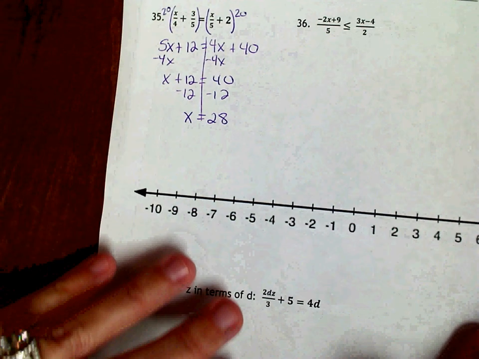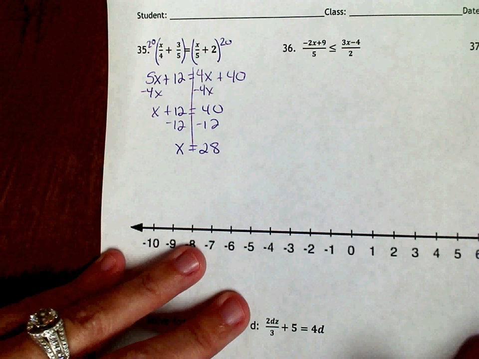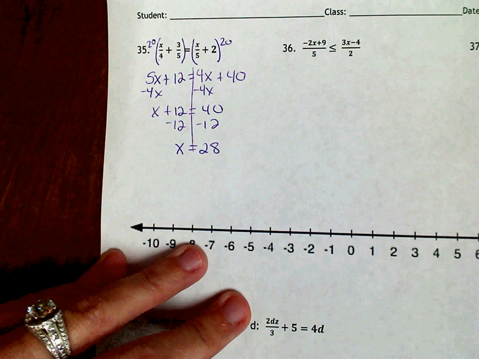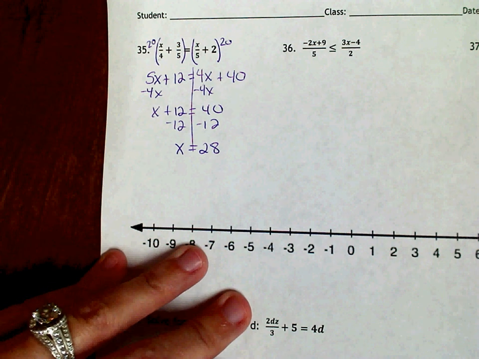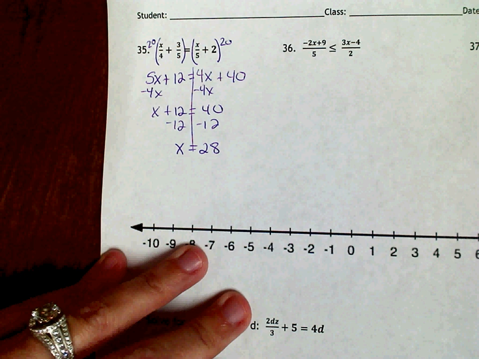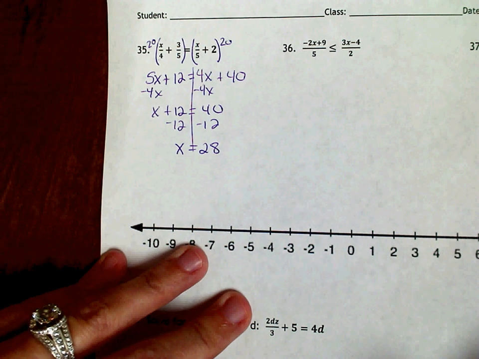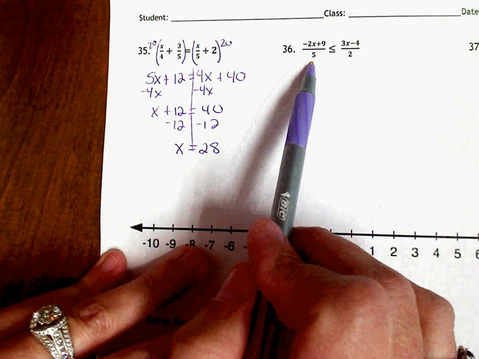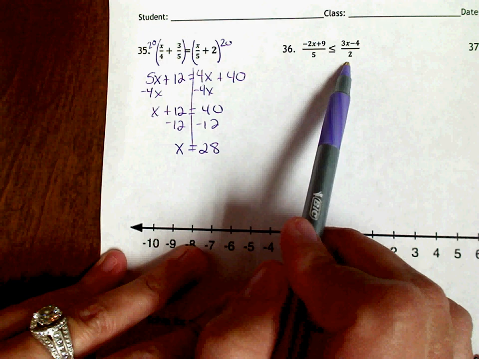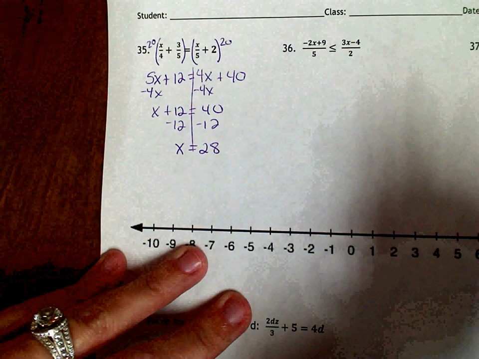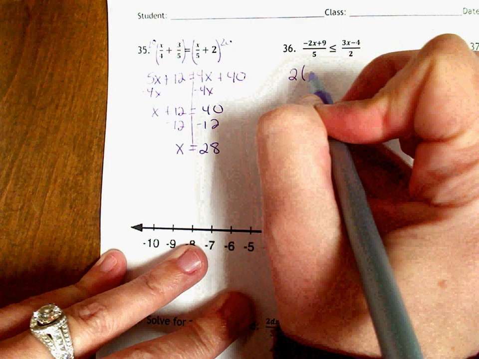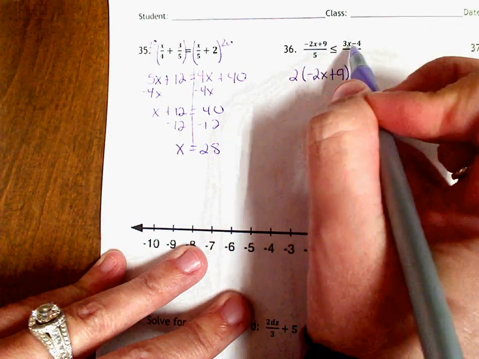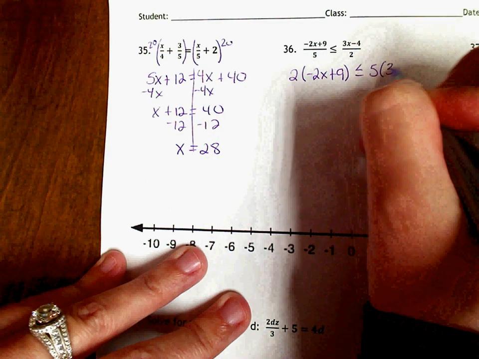All right, the next two are inequalities. We can work these the same way if you are working them where you move the smaller variable. If you do it that way, then there's really no difference in how we solve. So here I have this whole numerator divided by 5 and then this whole numerator divided by 2. So I can just cross multiply. So we have 2 times negative 2x plus 9 is less than or equal to 5 times 3x minus 4.